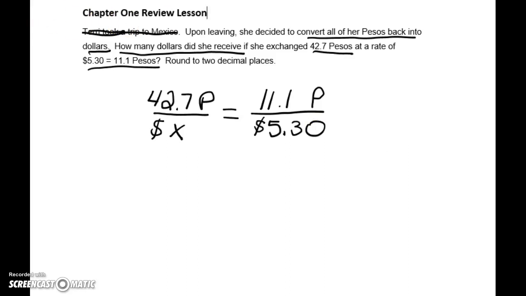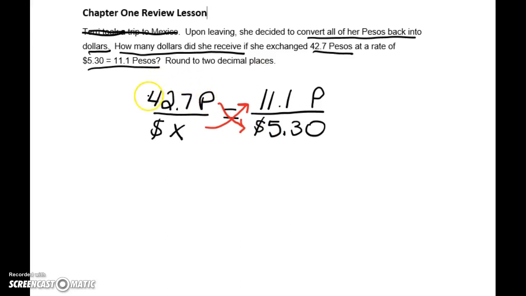Now that we've set up our proportion, what we can do is a technique called cross multiplying. So you draw an arrow going from the top of your first fraction to the bottom of your second fraction, and similarly from the bottom of your first fraction to the top of your second fraction. And what those arrows indicate is multiplication, which is why we call it cross multiplying. We're creating that cross here, and each of those arrows indicates multiplication.